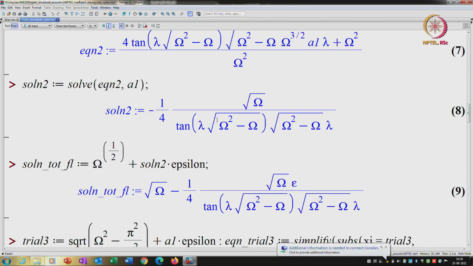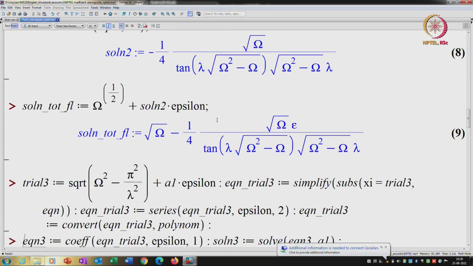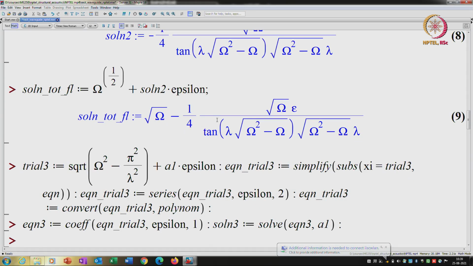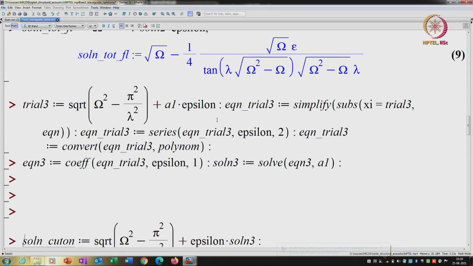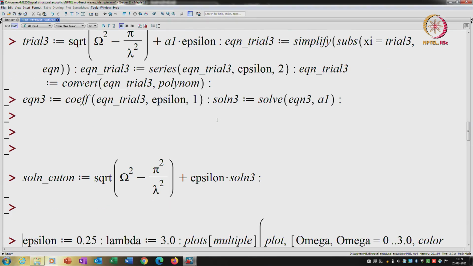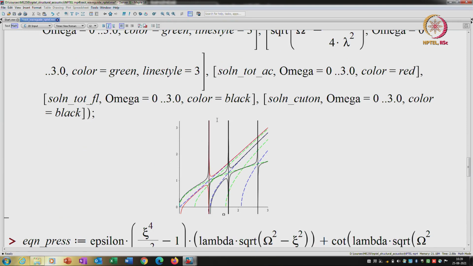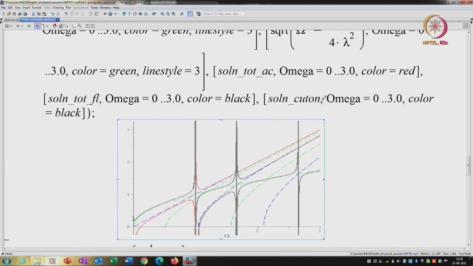Then third one, this is the rigid cut-on. Then solve the equation. Now we will plot it. Okay, so that is the plot. I was trying to get all 3 of them last time.